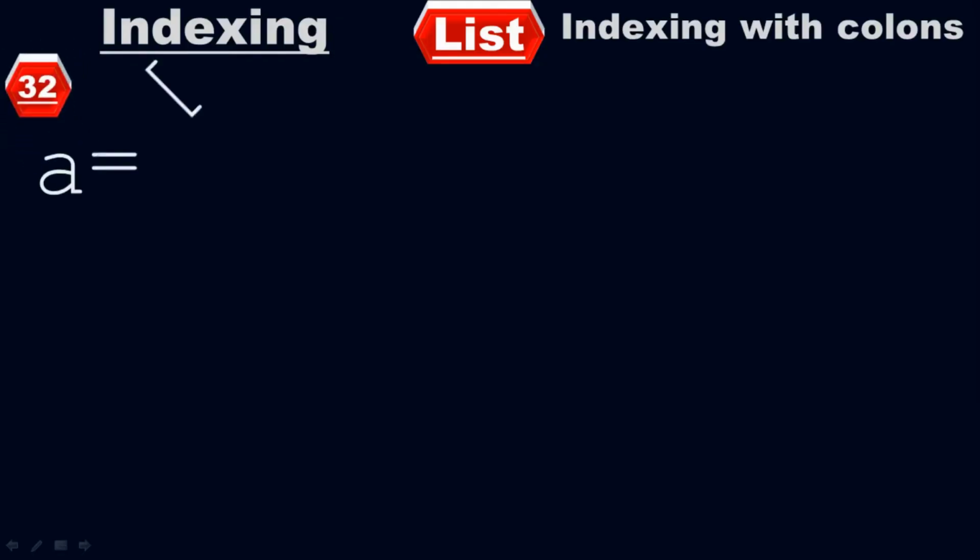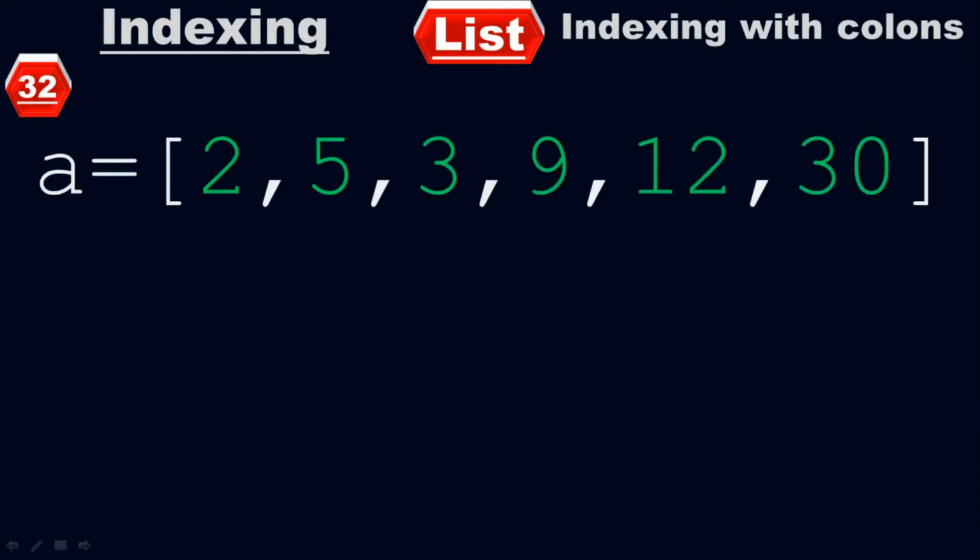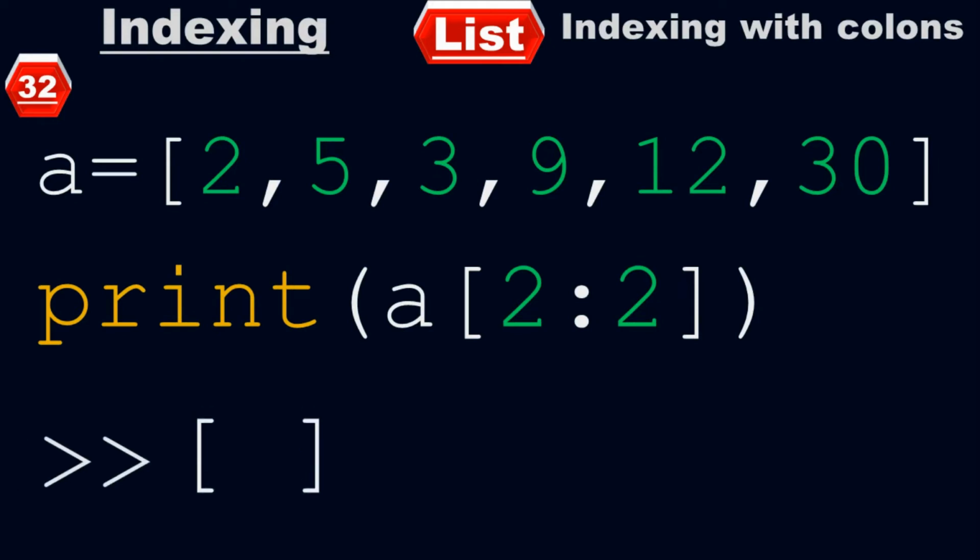Example number 32. A equals 2, 5, 3, 9, 12, 30. When I run it, I will get an empty list. Look, on the left of the colon, we have index 2. So at index 2, we have 0, 1, 2. Exactly at index 2, we have 3 here. So the program will start right from here, from 3, up to index 2, but index 2 is not included.